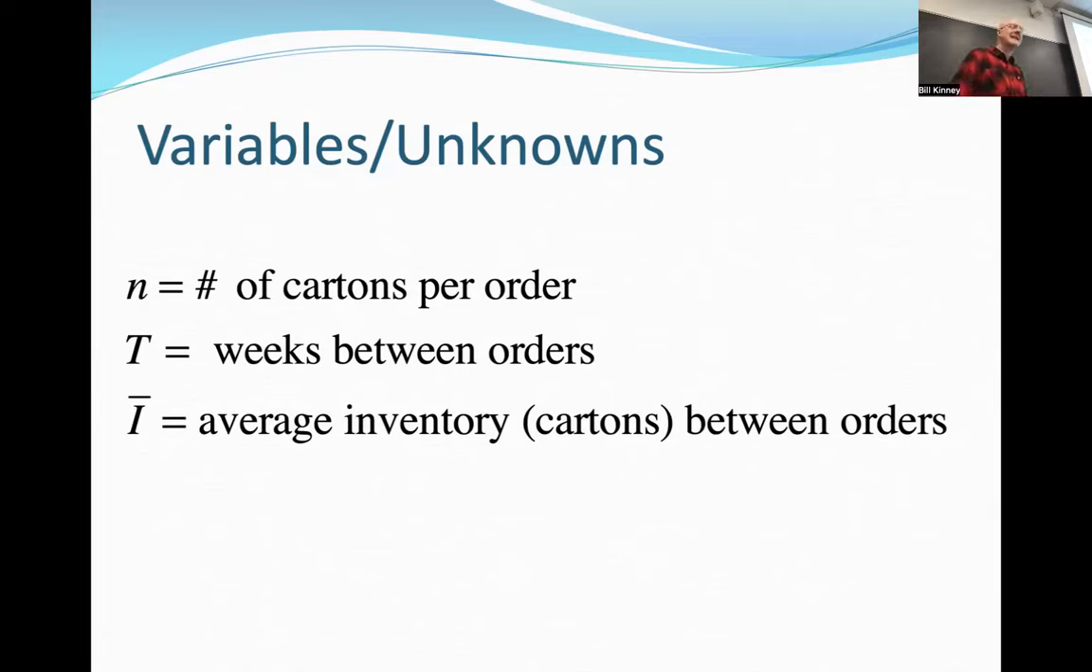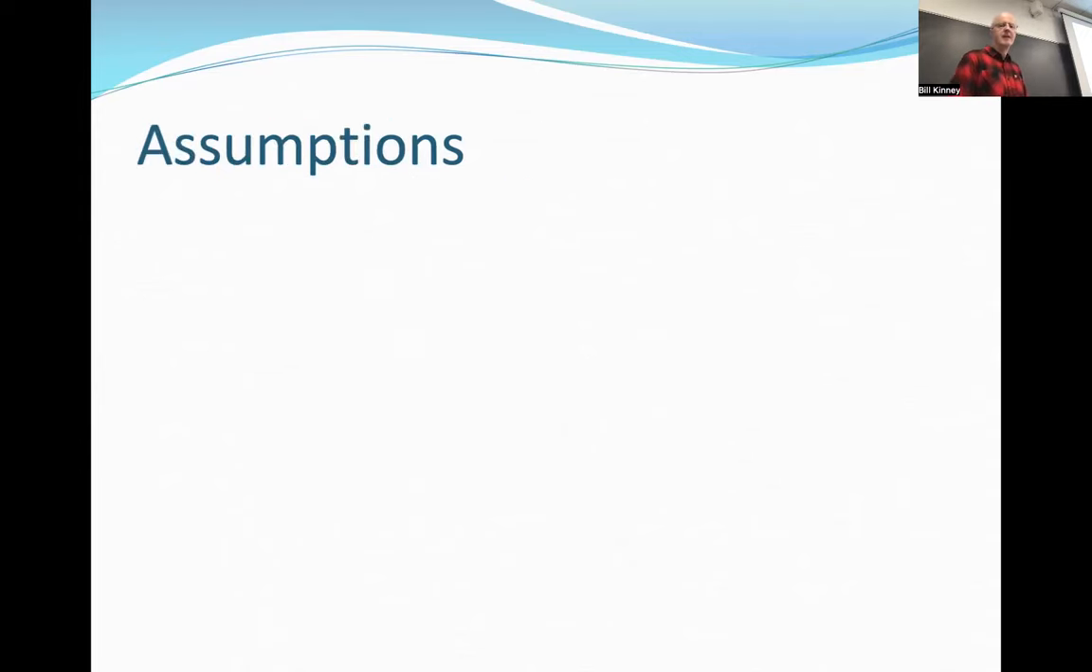In class Wednesday, I called the average inventory between orders I, but here in this PowerPoint presentation, I'm calling it I bar. It is an average, and in statistics, putting a bar above a variable is a common way of emphasizing that it is an average, and that's what I'm doing here. We are making some assumptions. In doing mathematical modeling, whether it's in science or business, you have to make some simplifying assumptions, because if you don't, the math just gets too hard.